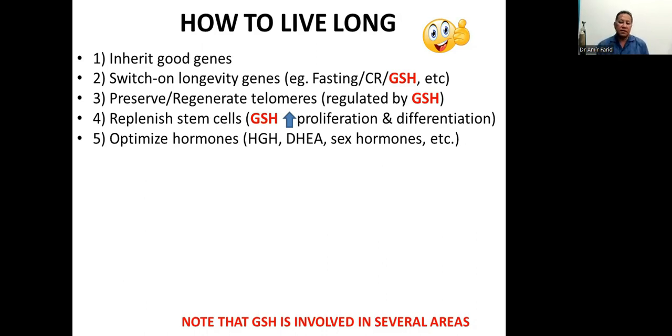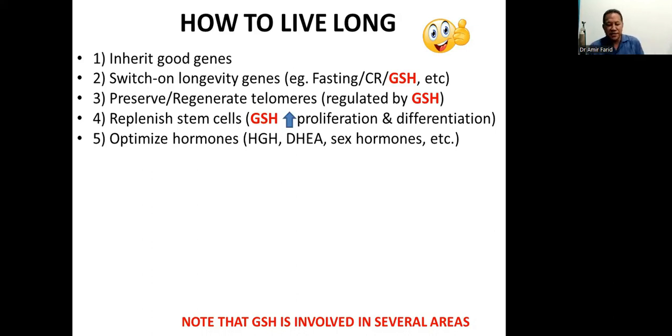Fifthly, you have to optimize the hormones, especially the growth hormone, the DHEA, the sex hormones. Here, glutathione has a crucial role in keeping all the hormone receptors healthy. You remember when we talked about diabetes, the cells have insulin receptors, and when the insulin receptors are damaged by oxidative stress, by toxins, etc., you end up with a condition called insulin resistance. The same thing happens with receptors of the other hormones. All the hormones that affect the cells have their respective receptors, and what can happen to the insulin receptors can also happen to the receptors of other hormones. So you can have HGH resistance, DHEA resistance, testosterone resistance, and estrogen resistance, for example.